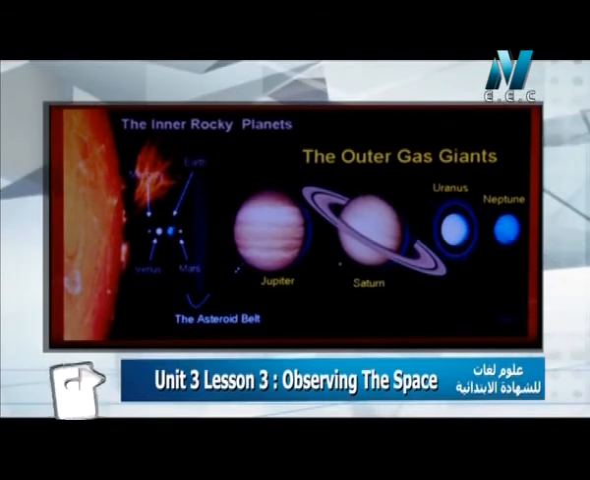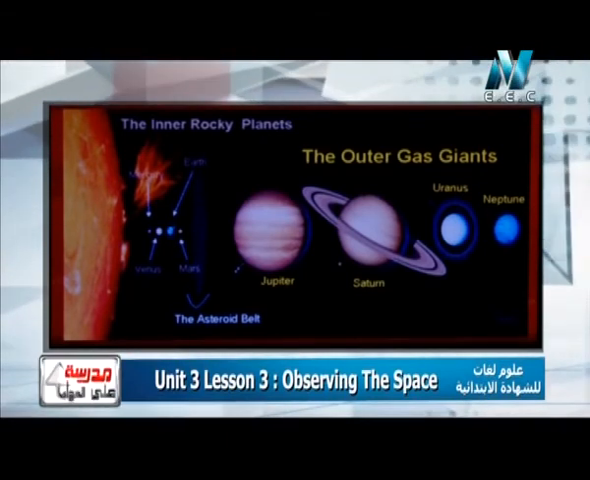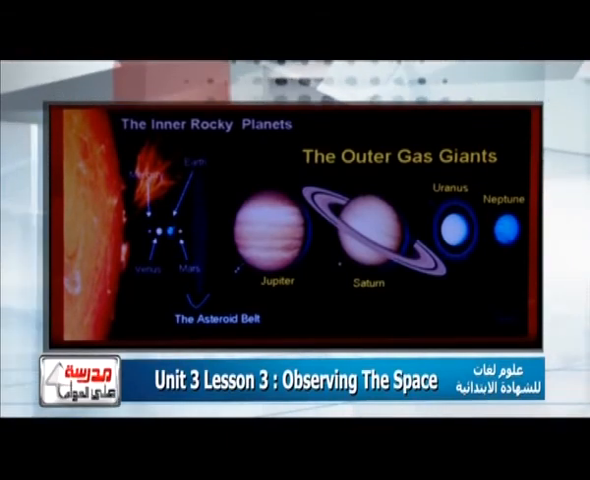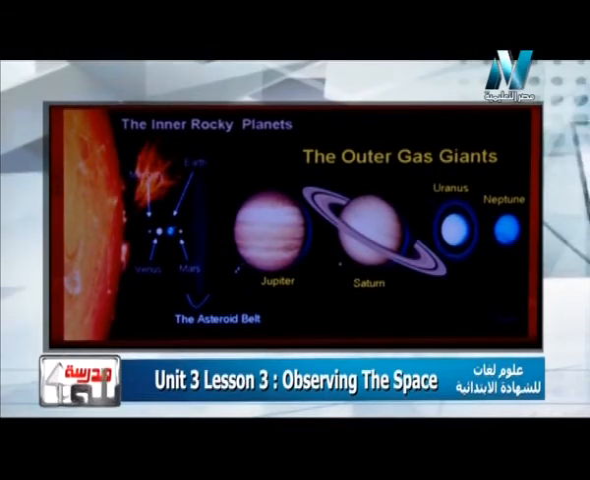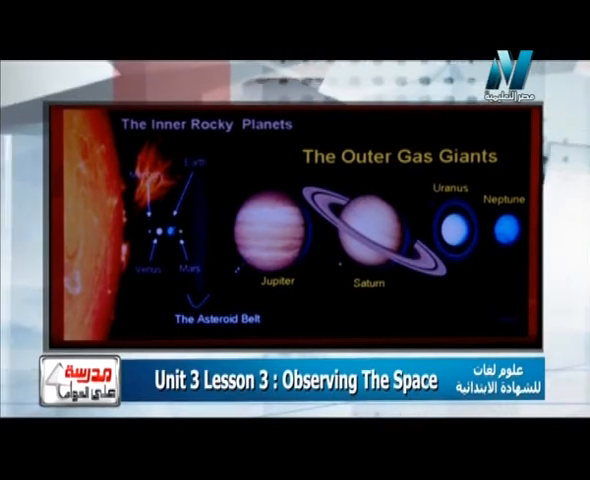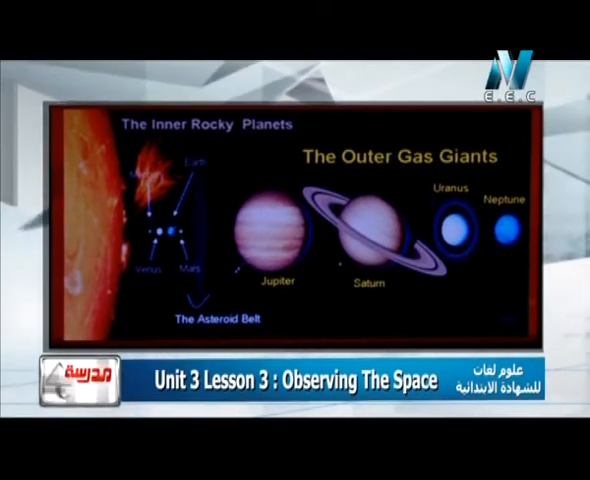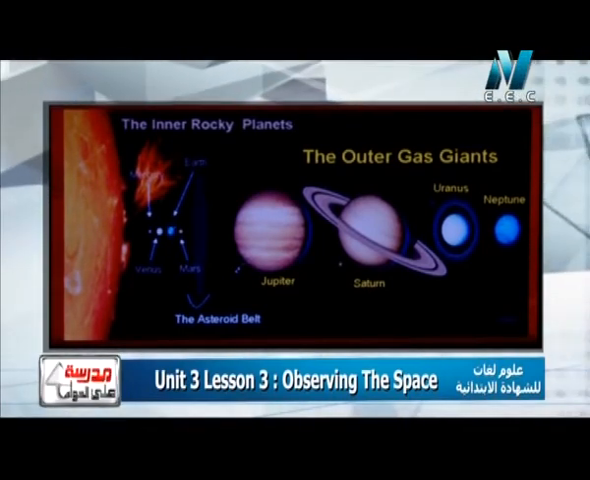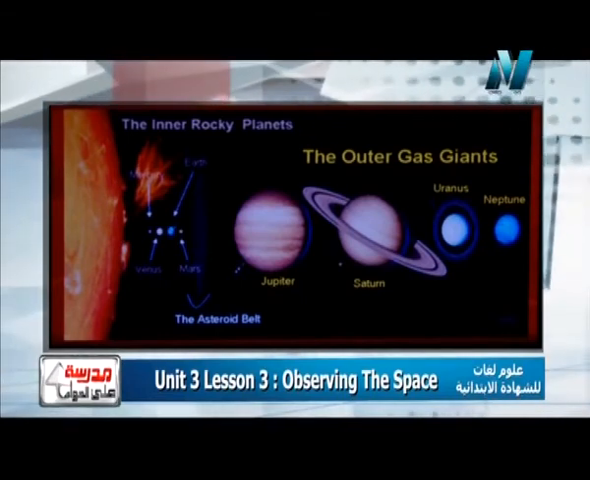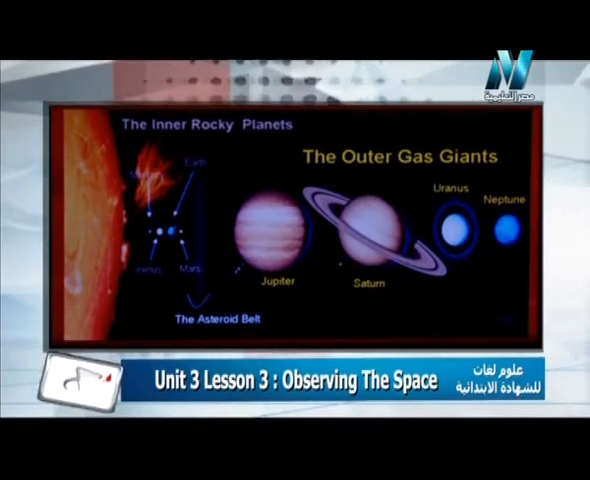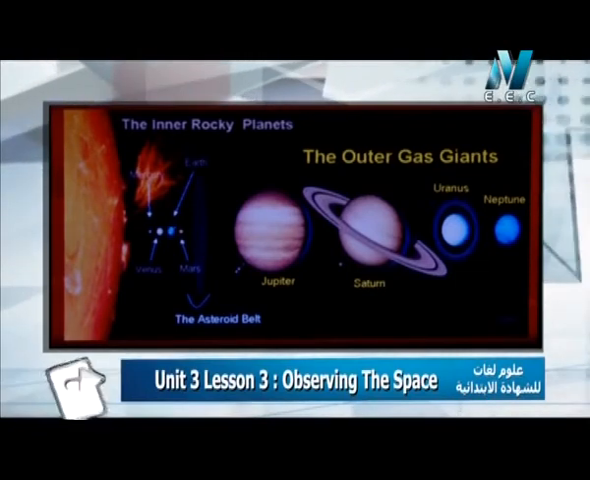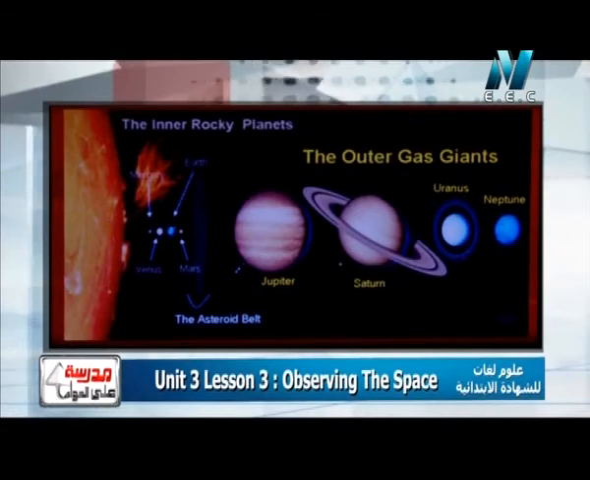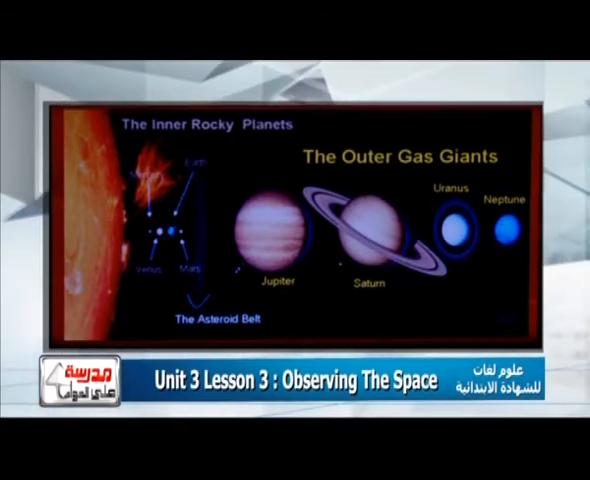The first group is Mercury, Venus, Earth, Mars, and also the outer planets, which are Jupiter, Saturn, Uranus, Neptune. The main differences between them are that the inner planets are rocky and small, but the outer planets are huge, giant, and consist of gases. They are huge planets made of solidified gases due to the huge coldness found in these areas.